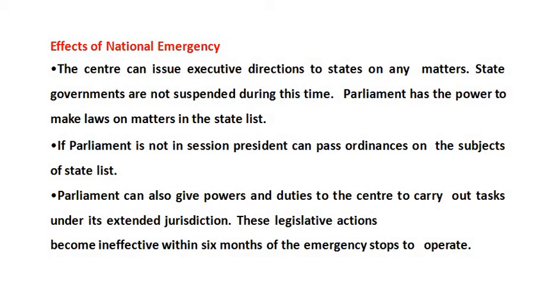The center can issue executive directions to states on any matter. The state governments are not suspended during this time. The parliament has the power to make laws on matters in the state list. There are three types of list: the union list, state list and the concurrent list. The union list is under the union government, the state list is under the state government and the concurrent list is under both the union and the state government.